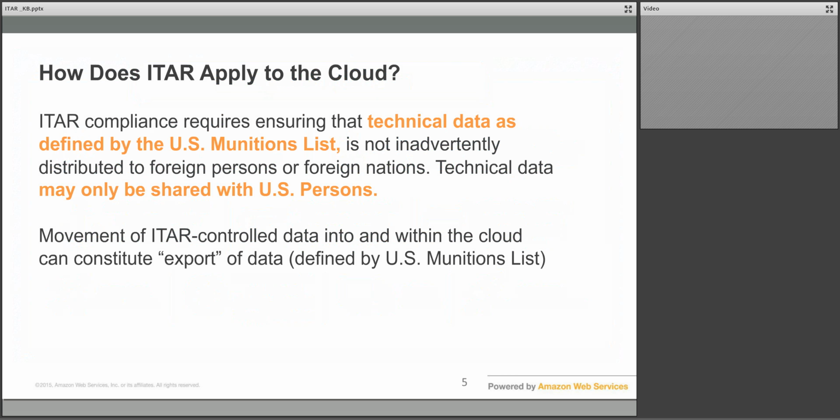So how does ITAR compliance apply to the cloud? First, as previously mentioned, ITAR compliance in the cloud focuses on ensuring that information considered technical data by the U.S. munitions list is not inadvertently distributed to foreign persons or foreign nations. Technical data is only shareable with U.S. persons. Second, it's important to note that movement of ITAR controlled data into and within the cloud could constitute export of data.